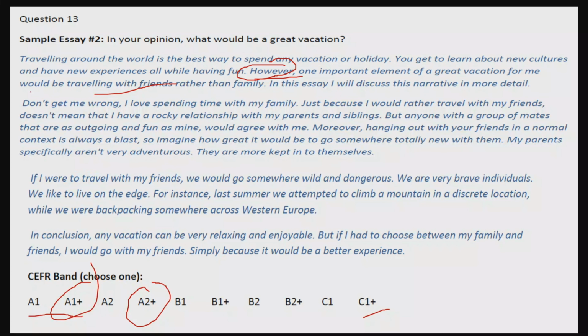All right, and you can see here as we proceed further, "Don't get me wrong, I love spending time with my family. Just because I would rather travel with my friends doesn't mean I have a rocky relationship with my parents and siblings." You can see this person has good command over vocabulary and sentence structure also. This person is not sticking to using simple sentences. There is a variety of sentences.